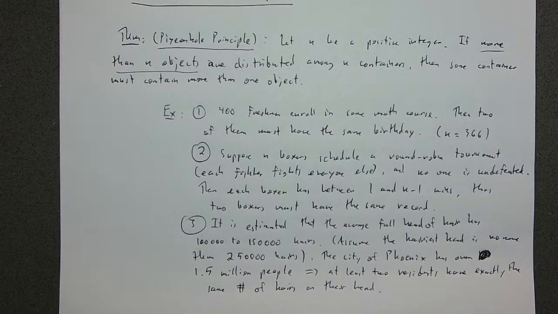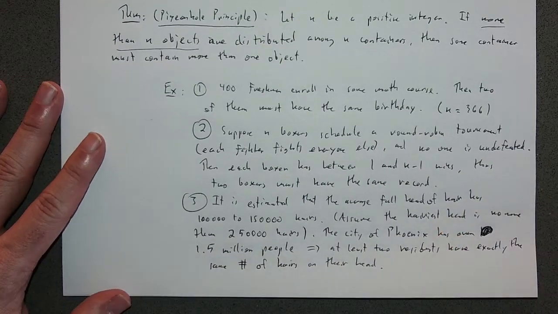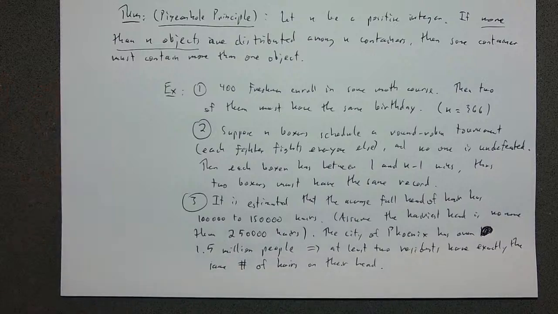In fact, this is something we could narrow down more if we toss out outliers, like people that are completely bald. We could still make this claim because there's not that many of them. You're not going to be throwing out everyone except 250,000 people. So this is an example of just quick applications of the pigeonhole principle.